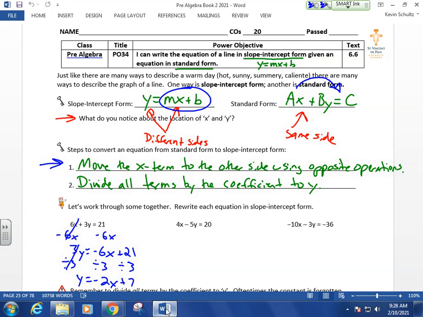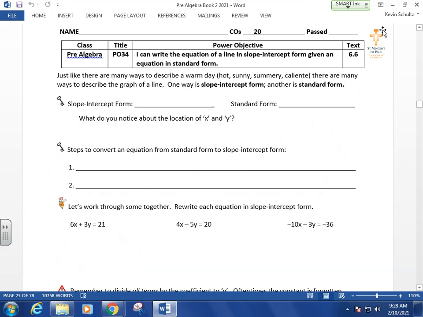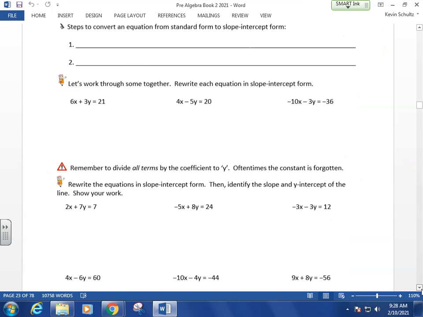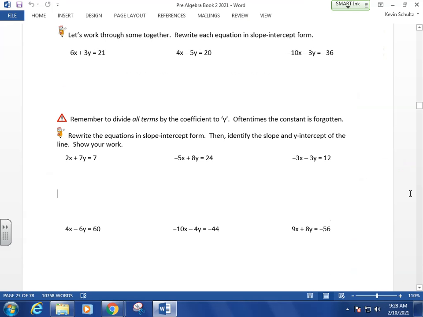Okay, so let's. I'm going to clear this. I'm going to scroll down a little bit, and we'll do the second one together here. Okay, 4x minus 5y equals 20. Step 1, move that x term over using opposite operations. We have a positive 4x, so our first step is going to be to subtract 4x from both sides.